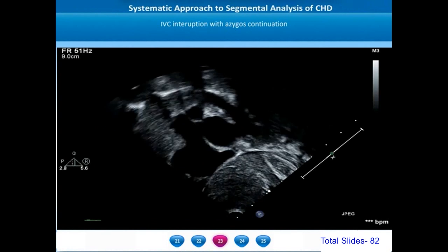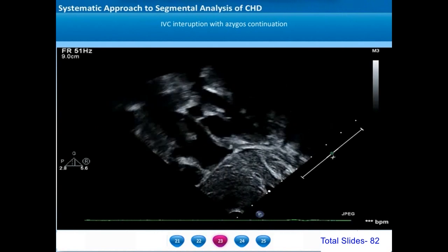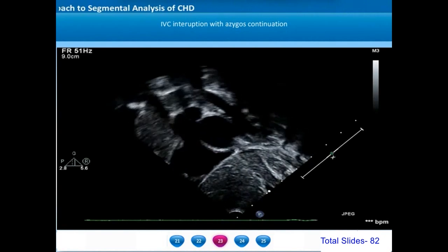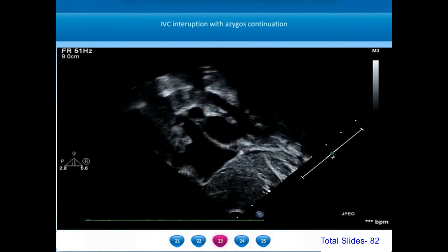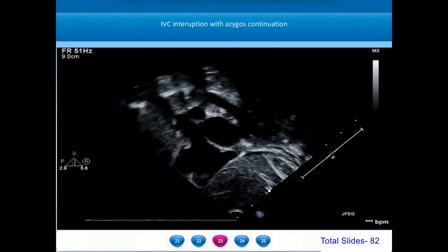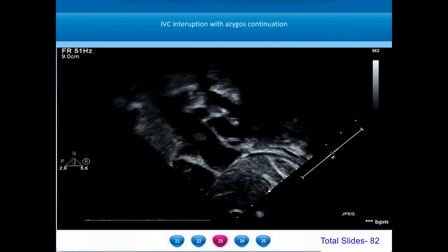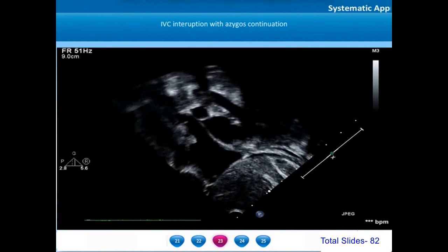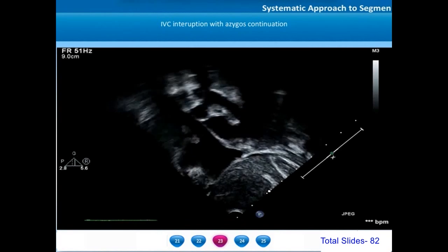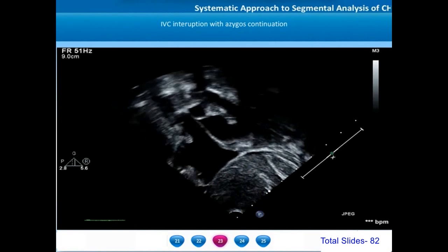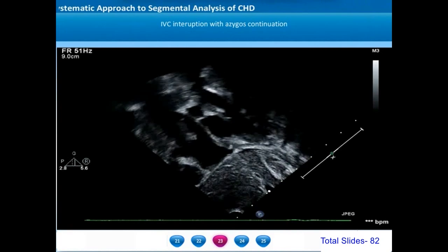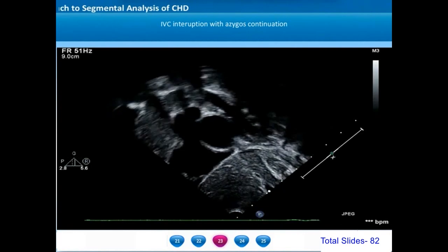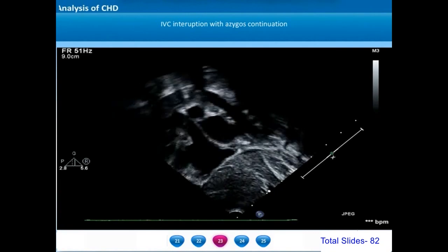Subxiphoid short axis view shows the superior vena cava draining into the right atrium. We can appreciate a large azygos vein coursing in the posterior paravertebral gutter and turning anteriorly towards the superior vena cava and draining in the posterior wall of the superior vena cava. We can notice that there is no direct entry of the inferior vena cava into the right-sided atrium.